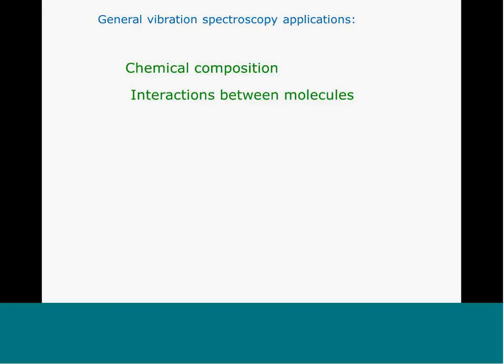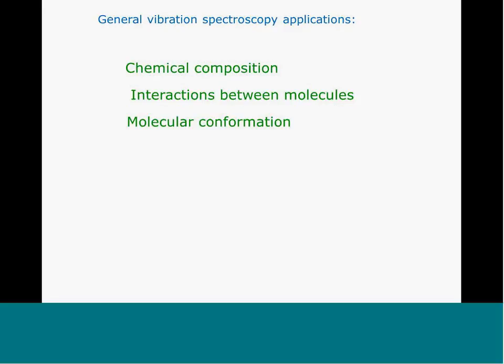So what are the general applications of spectroscopy? First, chemical composition. If we can get a spectrum, we can identify chemical composition, because each molecule has a specific spectrum. Conversely, if we know the molecular structure, we can calculate the spectrum of the molecule. We can also learn about interaction between molecules, because in different environments the spectrum will change slightly, and we can figure out the environmental effect on molecular behavior.